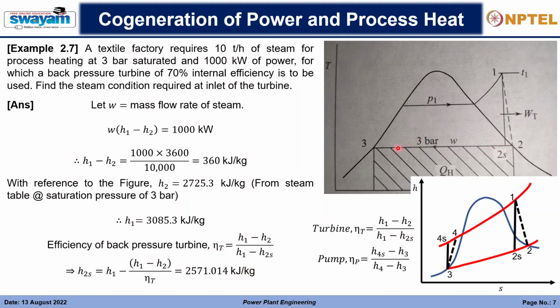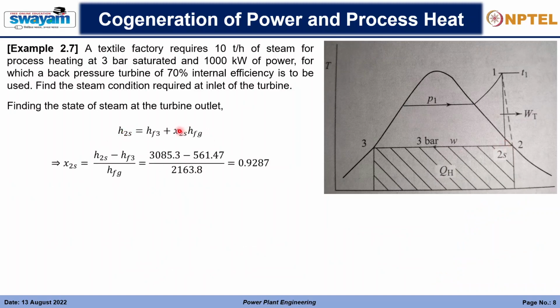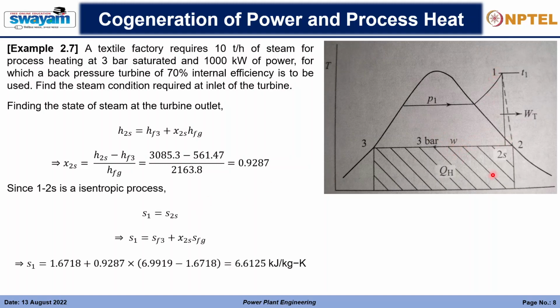Now we can calculate the dryness fraction at this point 2s, right? We have h2s, so we know this formula: hf3 plus x times hfg at this pressure. Accordingly, we find the dryness fraction of the steam here. Now 1 to 2s is an isentropic process, right? So from this dryness fraction, we can simply find S1. What is S1? That is sf3 plus x2s times sfg, the entropy till this point. So S1 will be this.